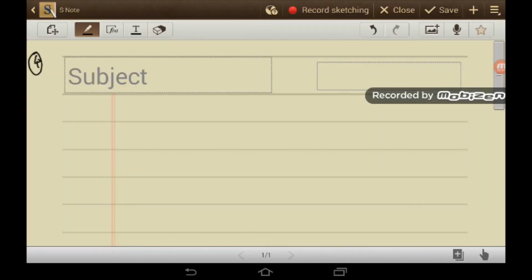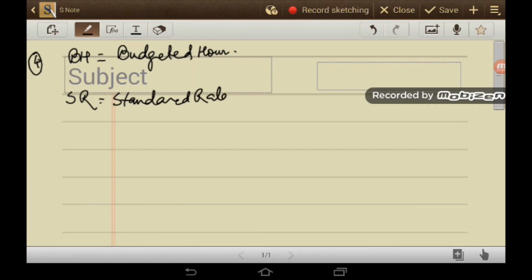In this problem, budgeted hour has not been given. BH is equal to budgeted hour. So it is not given. You need to find it out. You need to find how you can find it out. So budget standard rate is mentioned. SR means standard rate. Now standard rate is rupee 1 per hour.